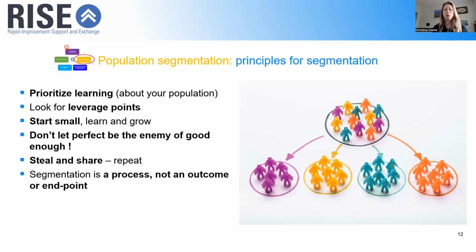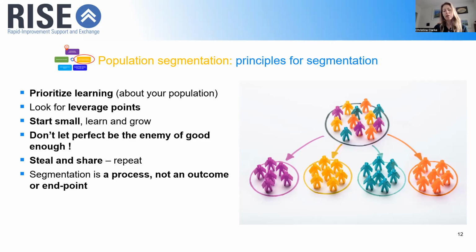And so the first principle is really about prioritizing learning about your population. There are a lot of different approaches to take with segmentation. And I think as long as you prioritize learning about your population to drive care model co-design, keep that as your North Star, you're going to be on the right track.